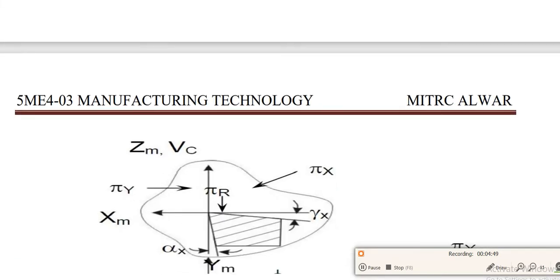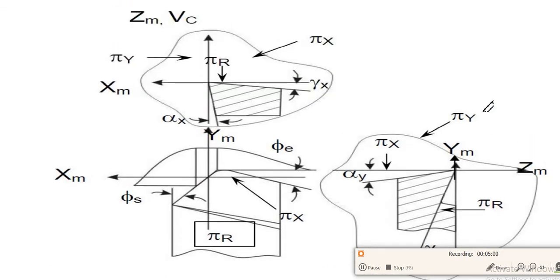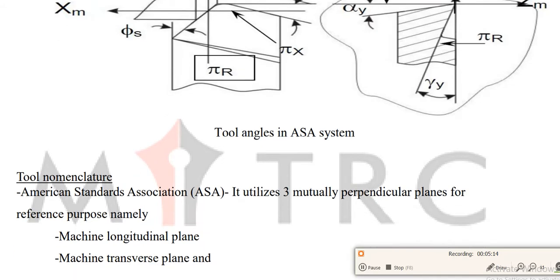After understanding the various planes, these are the various angles of the ASA system. In this figure, we can see how the various angles are formed. You can see that this is gamma x, phi x, and this is alpha y. These are the various angles that are made with respect to the individual planes.